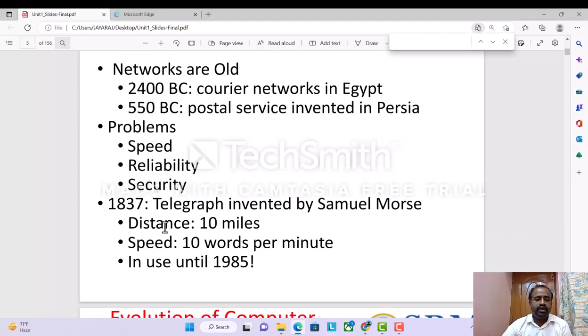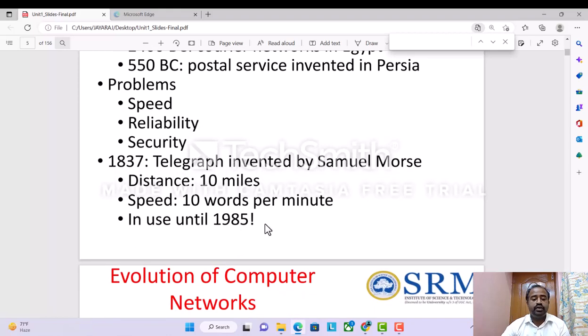Then in 1837 the telegraph was finally introduced, but the coverage was only 10 miles. There was also a limitation of 10 words per minute. Until 1985, this was the fastest communication. This can be used in the military to convey short messages, that is, at 10 words per minute.